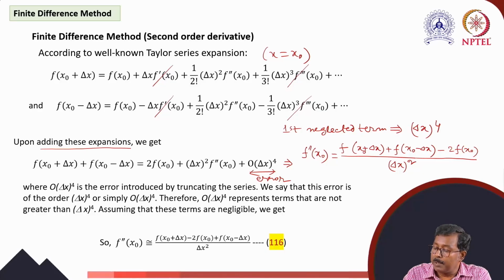By rearranging, minus twice f x0 is taken in the middle, divided by delta x square. This is the formula for the second order derivative, which is denoted by equation number 116. These equation numbers are continuously given for your convenience. Up to 115 we discussed in the last class, there is forward difference and backward difference. This is the central difference formula for the second order derivative, and the first order derivative formula we discussed in the last class.